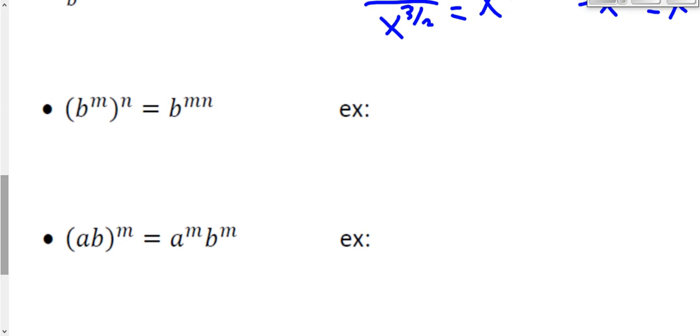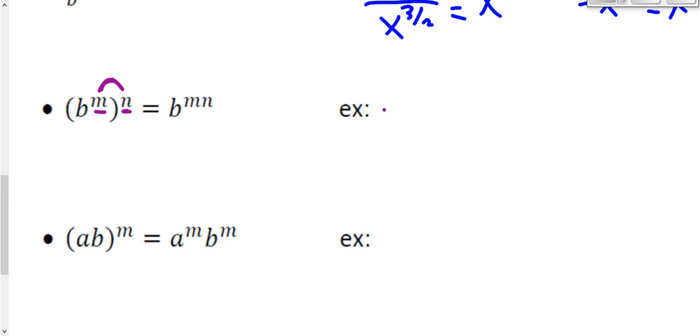Up next is b to the m power raised to the nth power. So we're raising a power to another power. And just like usual, all I have to do when I'm raising a power to a power is multiply my two exponents together, because this says I have n times whatever exponents I started with. So b to the m to the nth power is just b to the m times n. So let's see that with some variables in here.